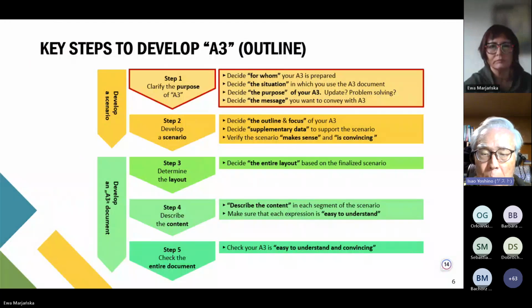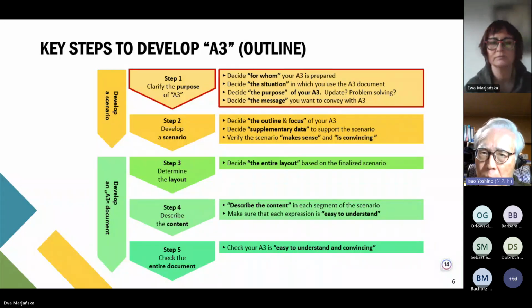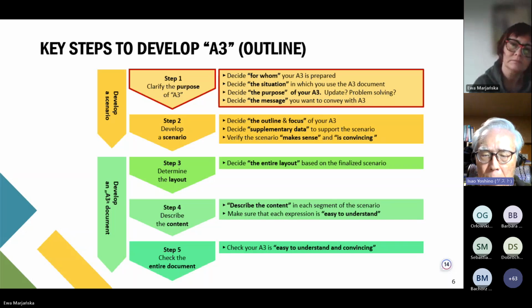Well, step 3 is layout. Layout is important because the most important thing should have a larger space, and that's a layout. Step 4 is you describe the content. Again, even though A3 is a big space, still space is limited. So you have to check whether your description is correct and okay or not. And of course, easy to understand.